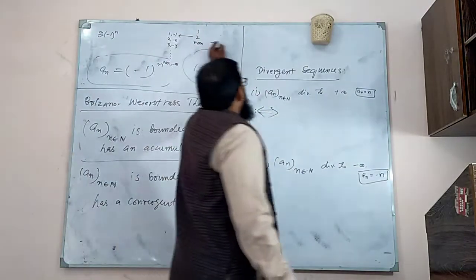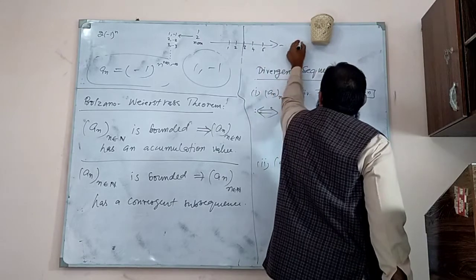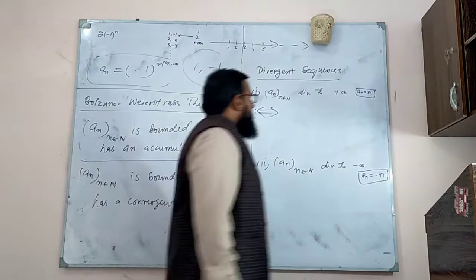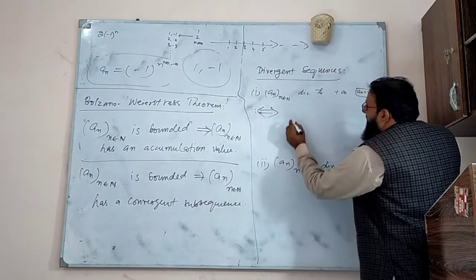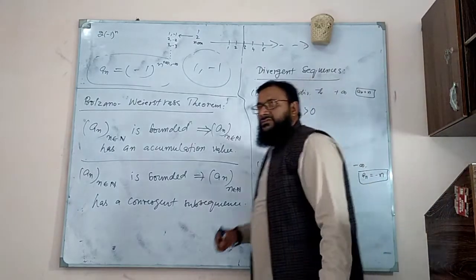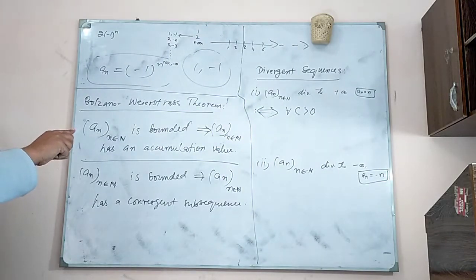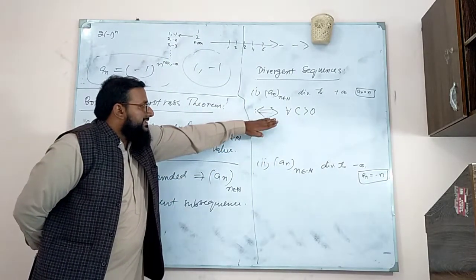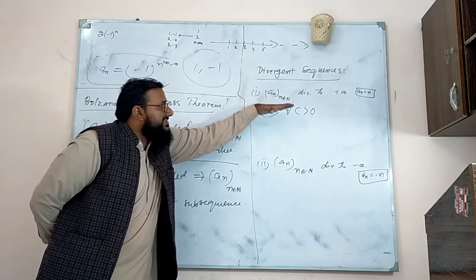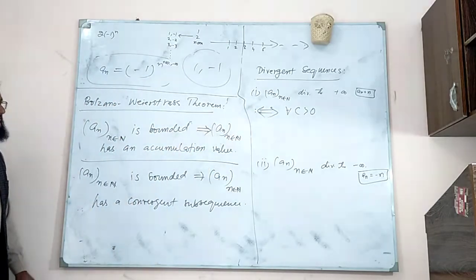So your sequence is this: 1, 2, 3, 4, 5 and so on. Now how can I define this? Your sequence diverges to plus infinity if for all C positive, and this notation with two dots and implication means this is equivalent to this. But when I define this thing in this way, I always give the implication with two dots. This is the definition.